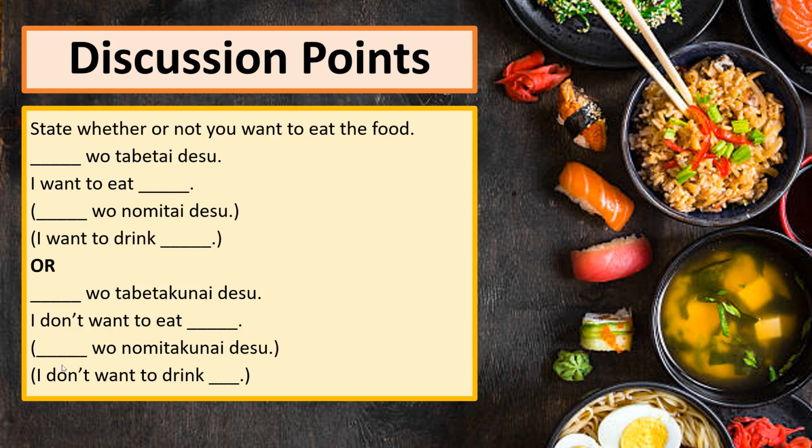You also need to state whether or not you want to eat the food or drink it. So just putting in the food in the space. For example, sushi o tabetai desu or juice o nomitai desu. Sushi o tabetaku nai desu. Juice o nomitaku nai desu. So the positive stuff is on the top, negatives are on the bottom, and you just fill in these gaps.